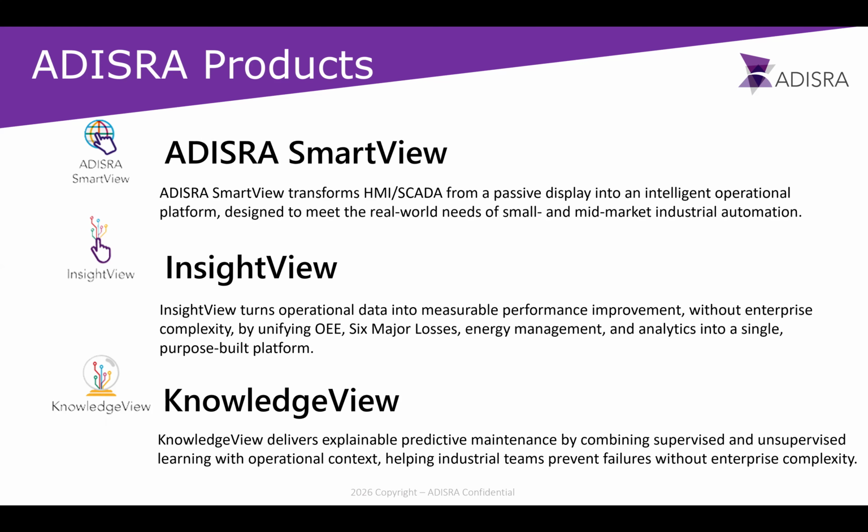Building on that foundation is InsightView, which turns operational data into measurable performance improvements through OEE, 6 major losses, energy management, and analytics without the overhead of an enterprise MES system. At the top is KnowledgeView, our predictive intelligence layer, delivering explainable predictive maintenance so teams can prevent failure rather than react to it. Each product stands on its own, but together they form a cohesive journey from control to insight to foresight, allowing customers to start where they are and scale intelligently over time.